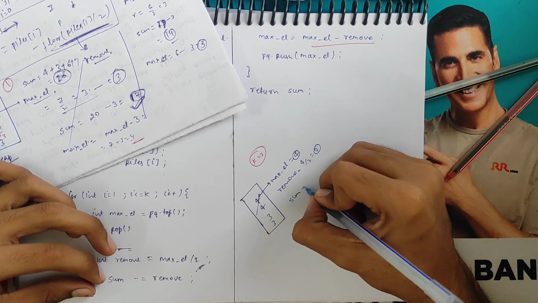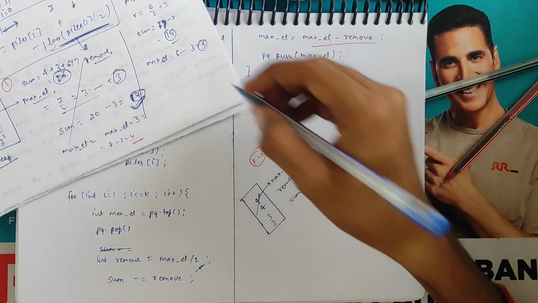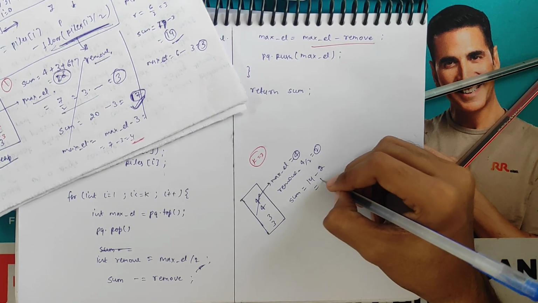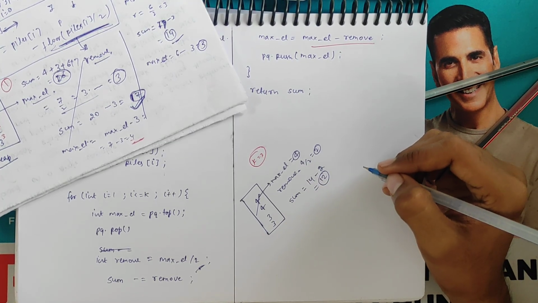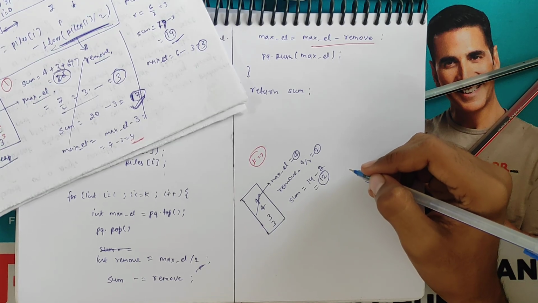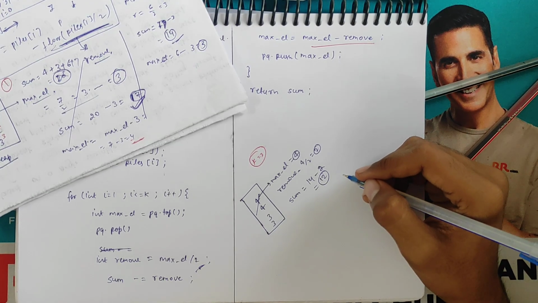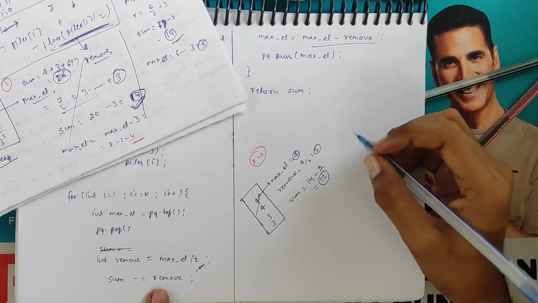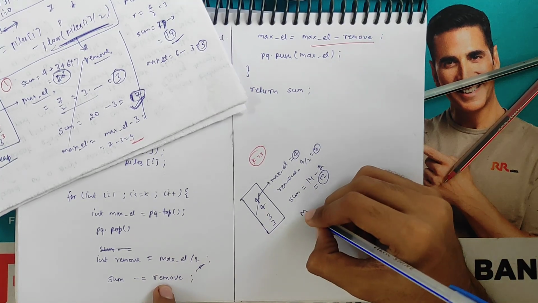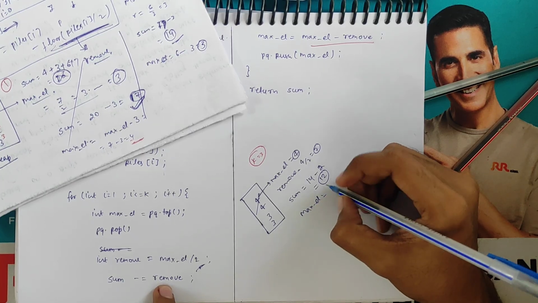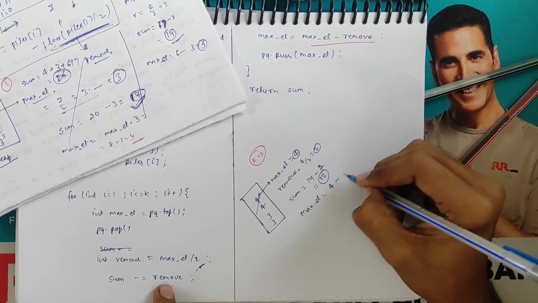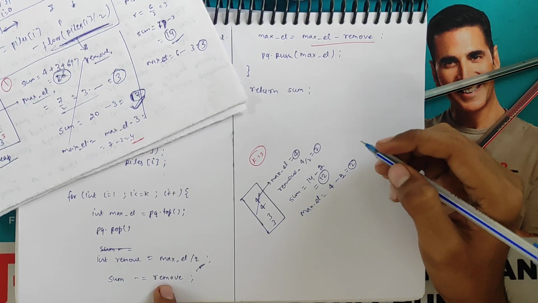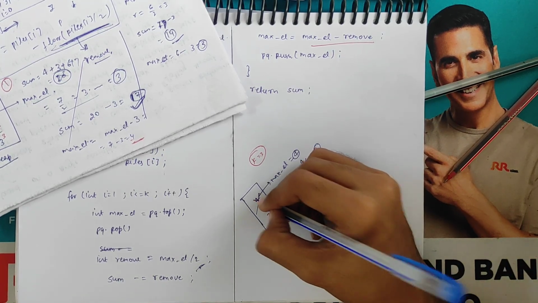Again, what was the sum now? Sum was 14 now. So 14 minus 2, which is 12. So the sum is 12 now. After that, the max element was 4 minus the remove part, which is 2, so it is 2. Again we push 2 into the heap, so 2 is pushed here.